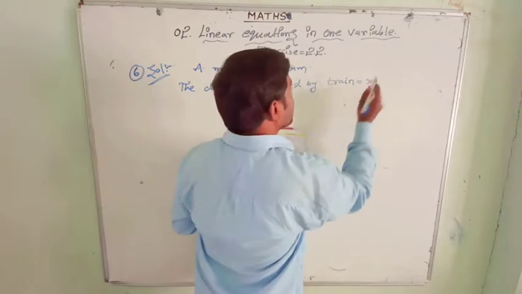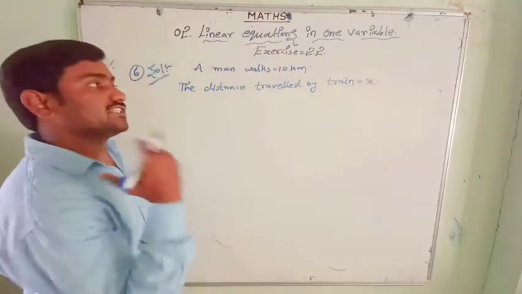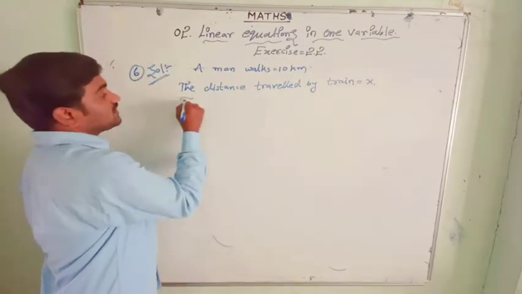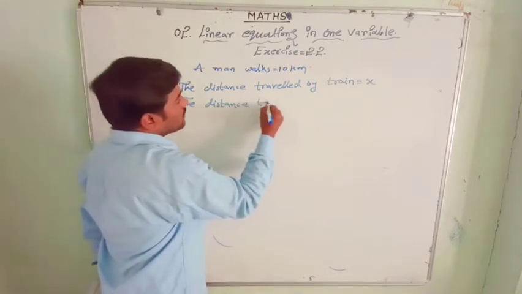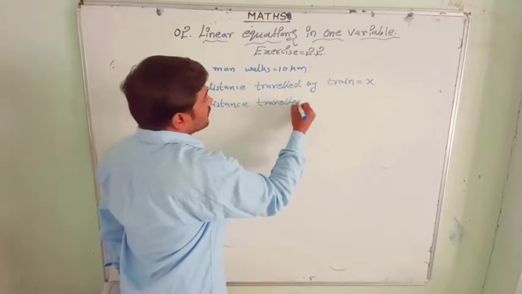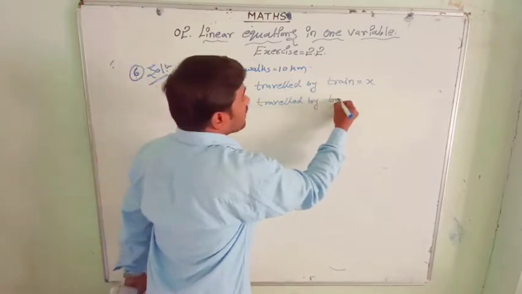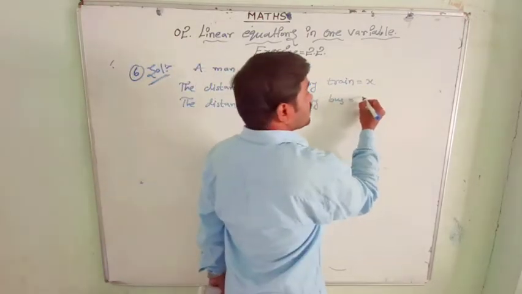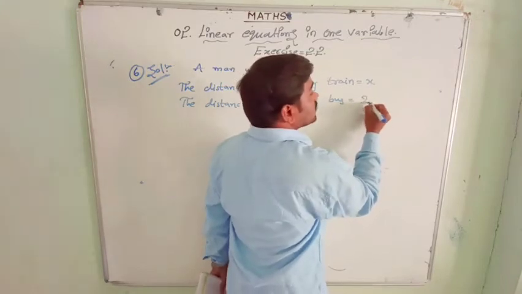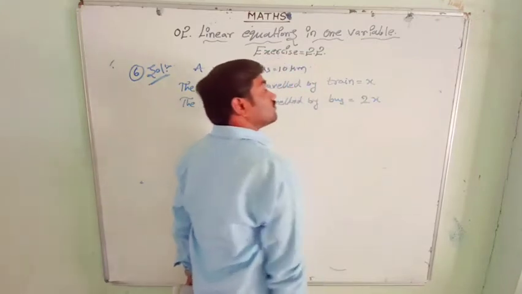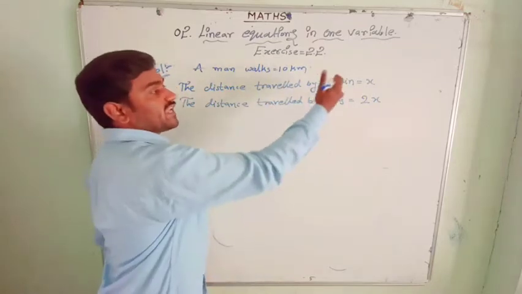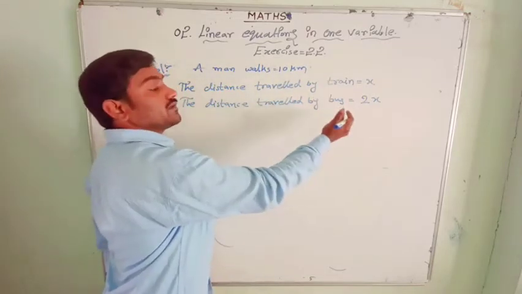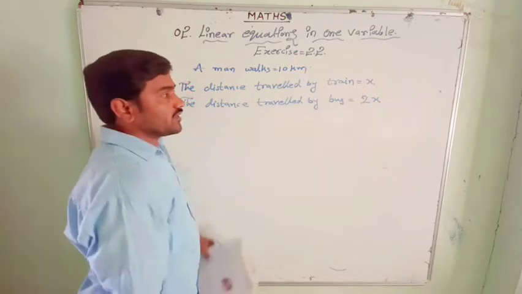The distance traveled by train is x. We don't know how much distance he traveled by train, but the distance traveled by bus is twice that of the train. Twice means 2 times the distance traveled by train. He traveled by train x, so twice the train is 2x.